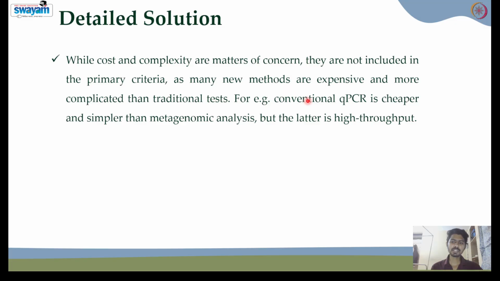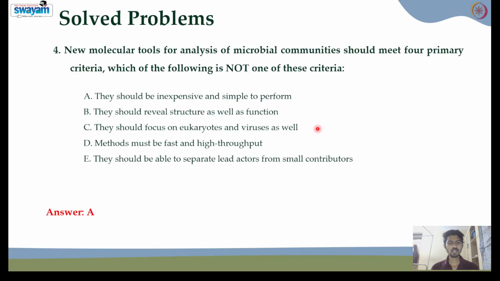For example, the conventional qPCR is cheaper and simpler than the metagenomic analysis, but the amount of data that we are getting from the metagenomic analysis is very huge, right? So that is why it is not one of the primary criteria. It is the secondary criteria.